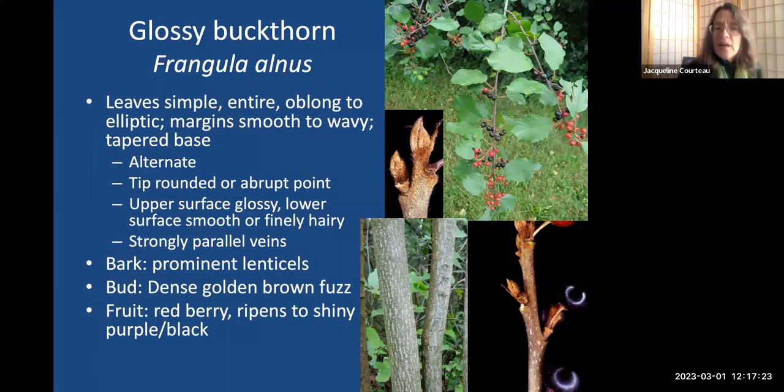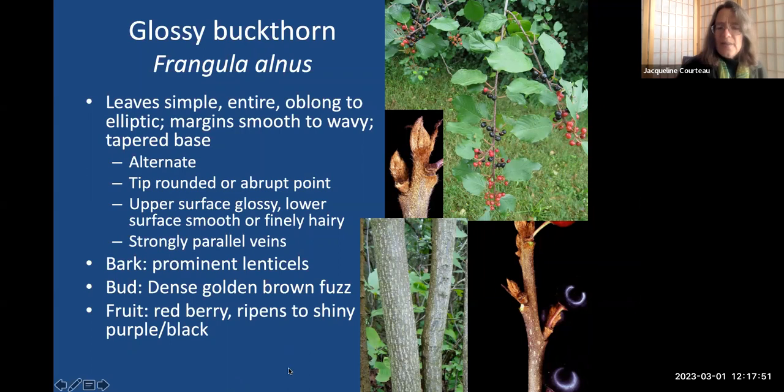The buds are covered with this dense golden brown fuzz, and that's really distinctive. So if you ever have a question, try to get a look at that bark. And I'm having a hard time putting this little green part in a place where you can see it, but I have some more buds here, and you can see the red fruit and the purple fruit. And then finally, again, that berry is red, ripening to the shiny black.